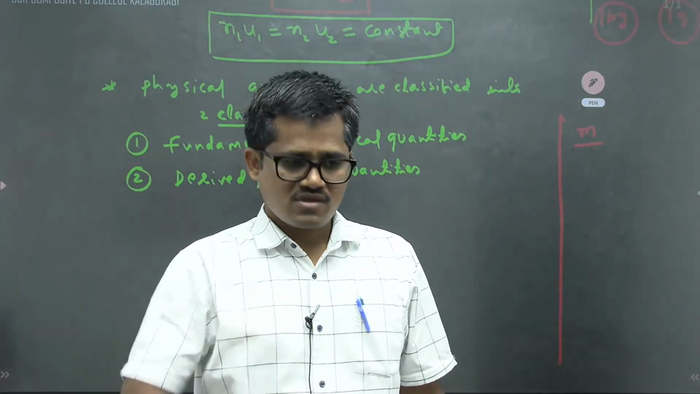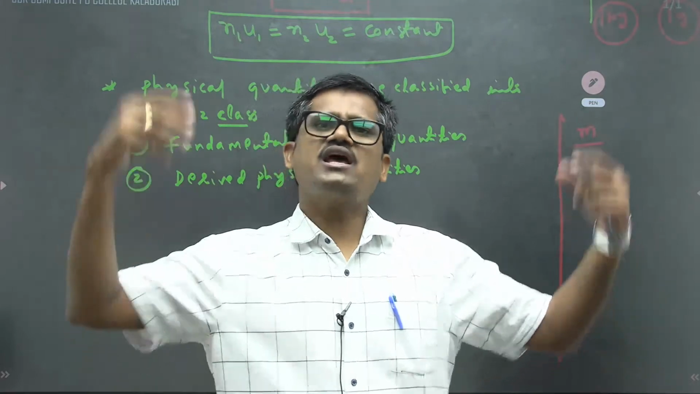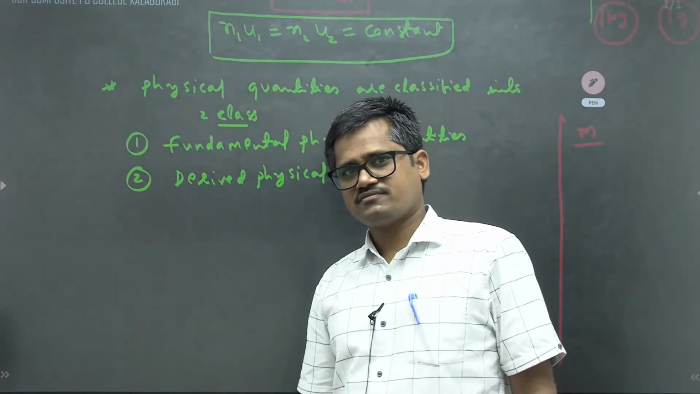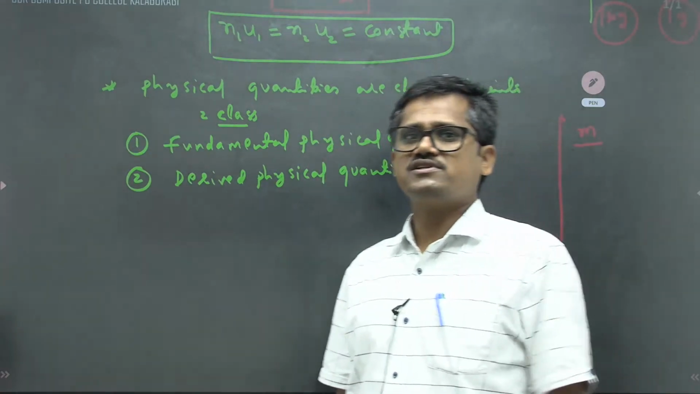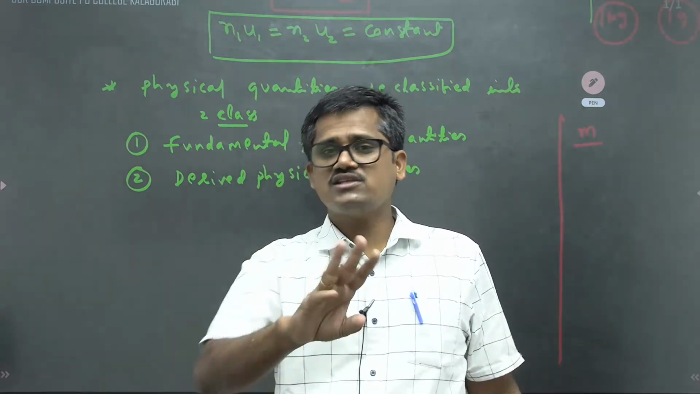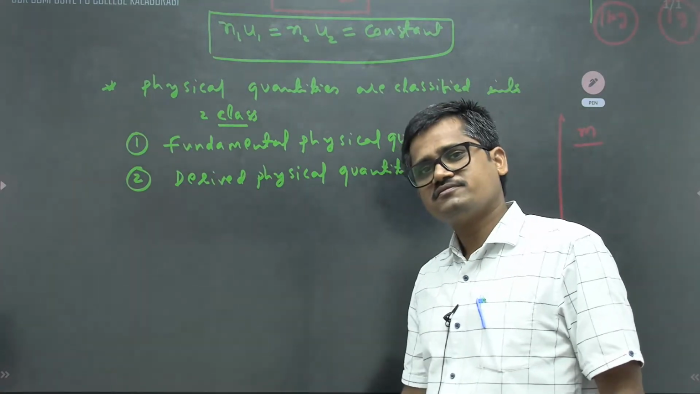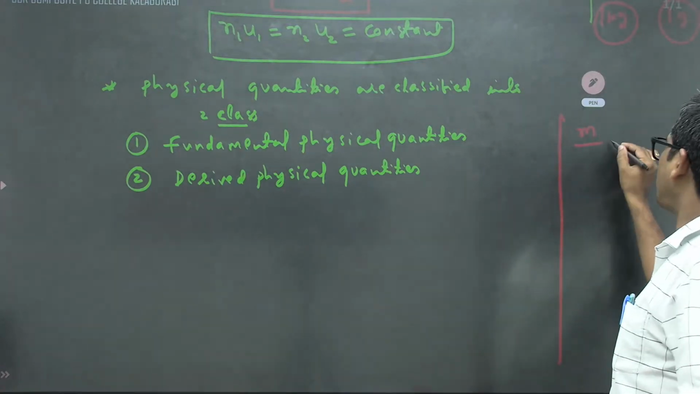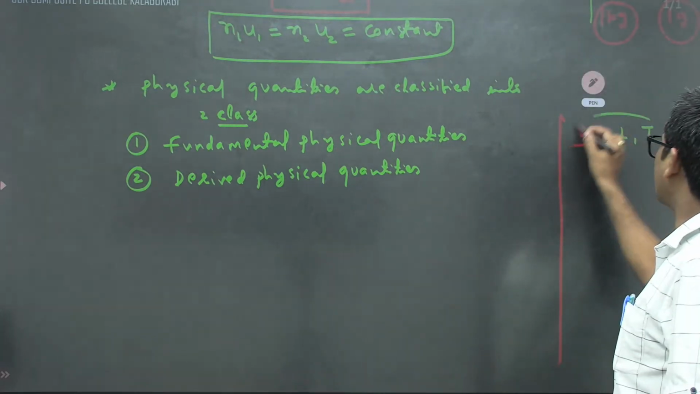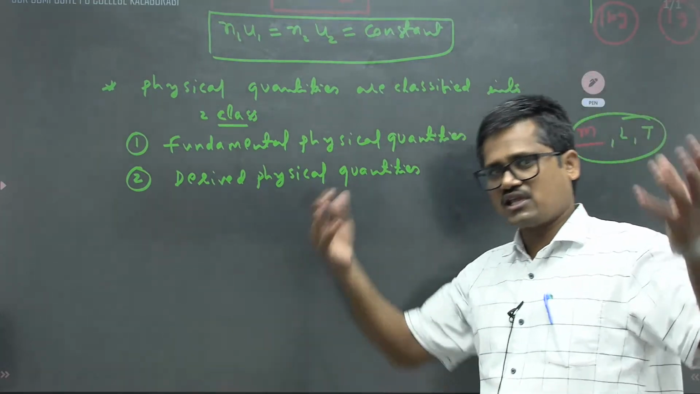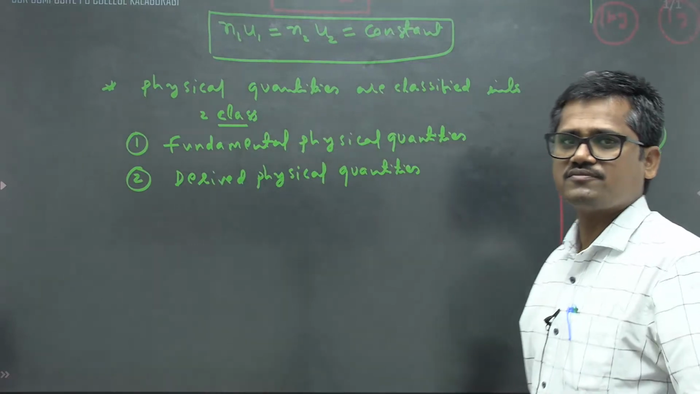What is the meaning here? If I take mass, length, and time as fundamental quantities, any other quantity which comes in mechanics, which is a branch of physics, you can write in terms of the three. Okay, I'll tell you an example. In mechanics, mass, length, and time are considered fundamental quantities. It means they cannot be further resolved. They cannot be written in terms of other quantities. They are the fundamental.